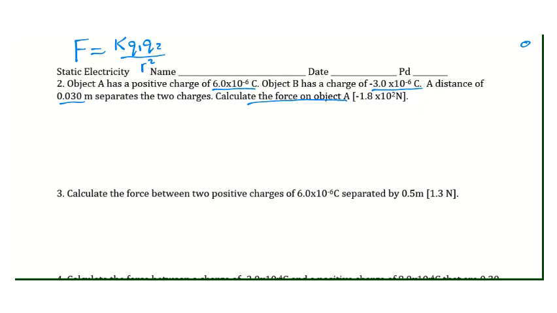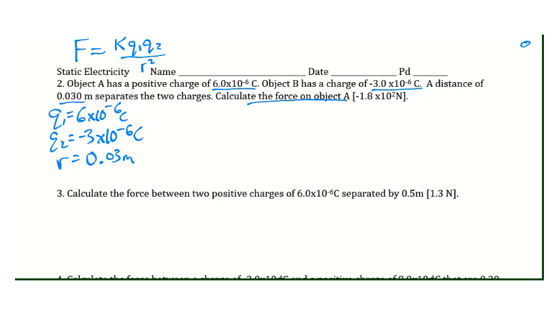So, we will write the givens. Q1 has a charge of 6 times 10 to the negative 6 coulombs. Charge 2 has a charge of negative 3 times 10 to the negative 6 coulombs. The distance between them is 0.03 meters.